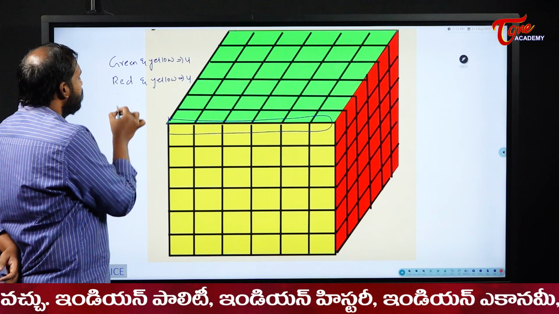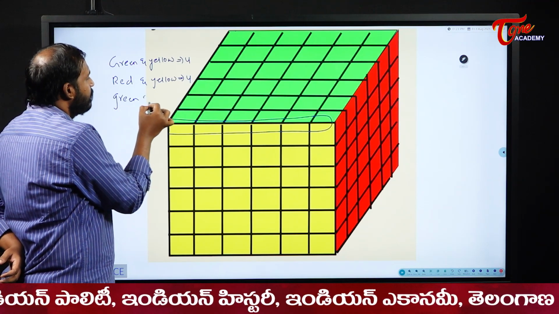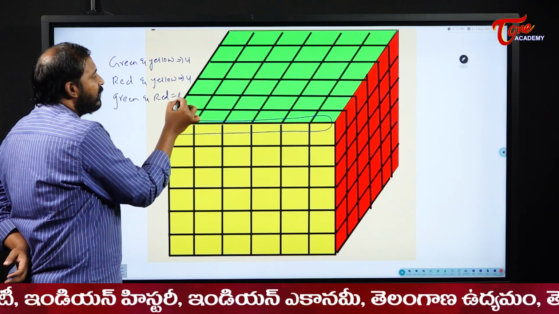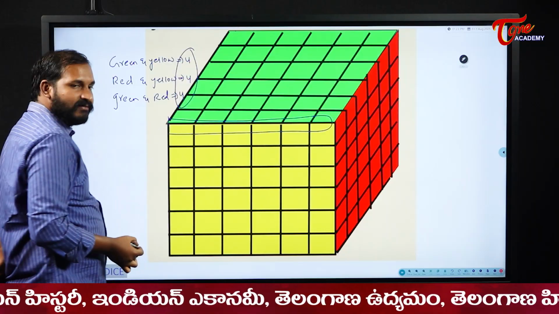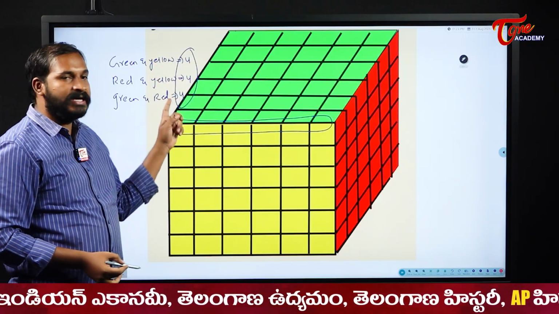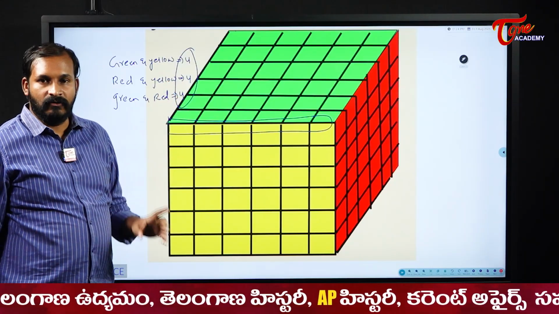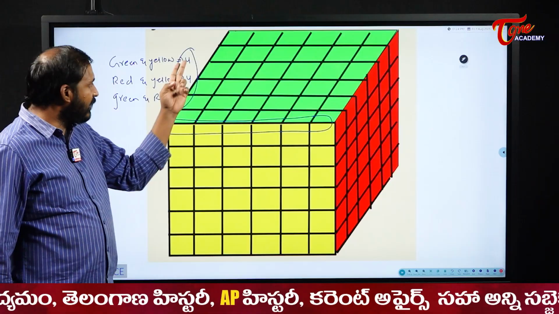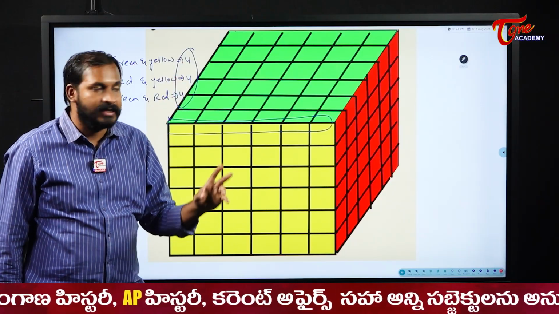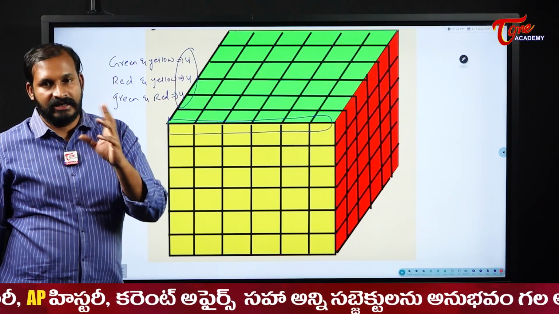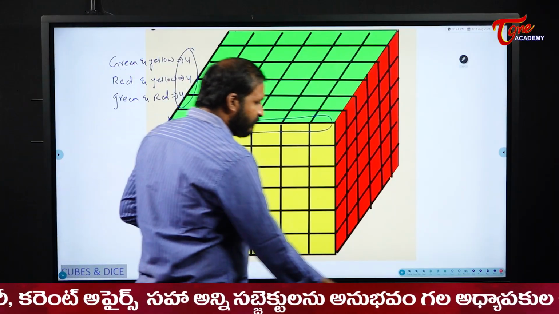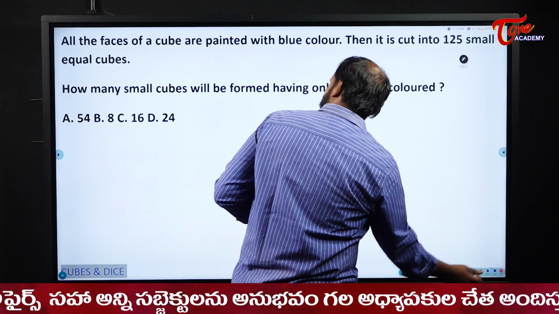And similarly, green and red will be 4 in number. So, total 12 edges, they will be divided in this manner: 4 will be green and yellow, 4 will be red and yellow, 4 will be green and red. Like this, the things will be segregated. Please be careful with this different colors concept. Now we will see the questions.